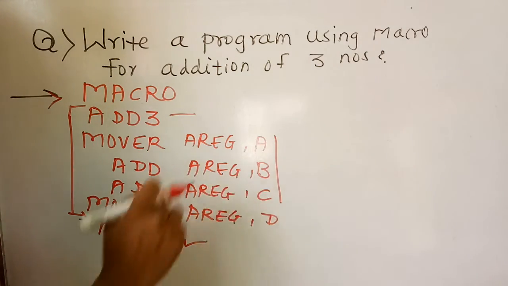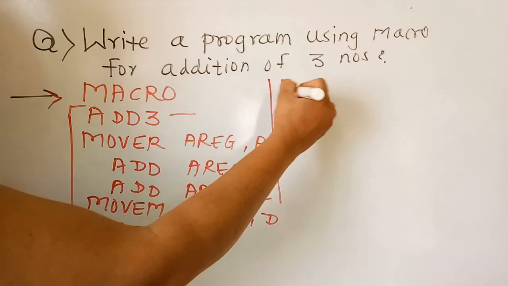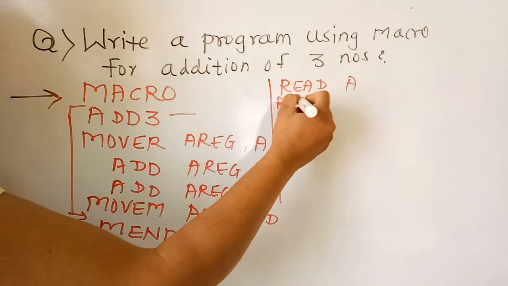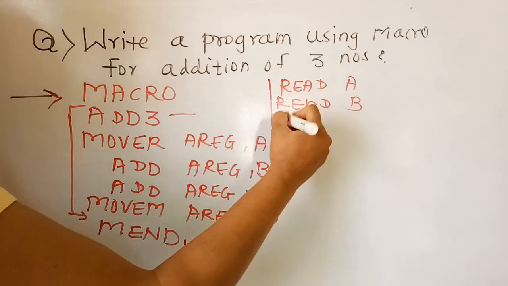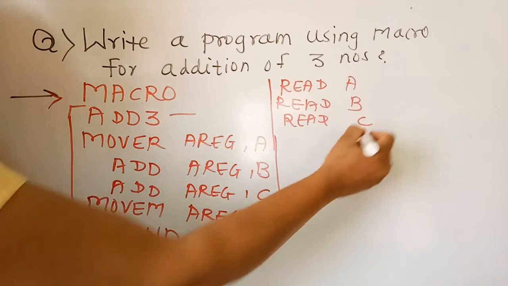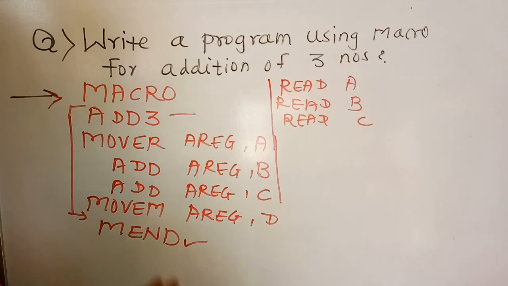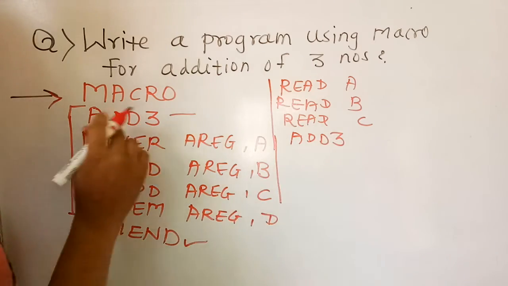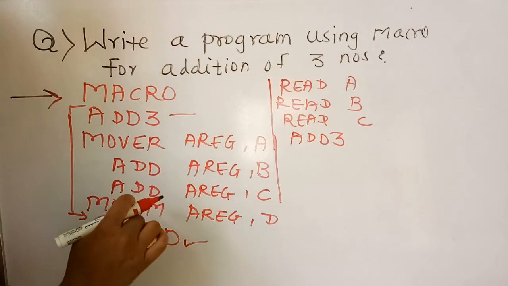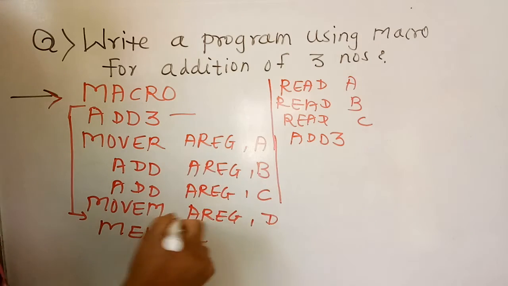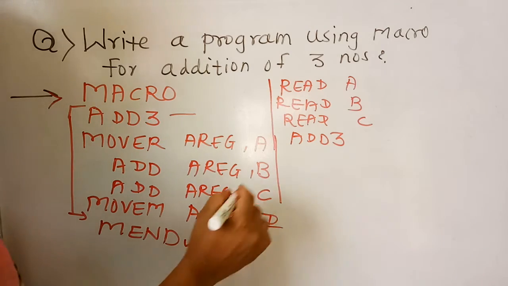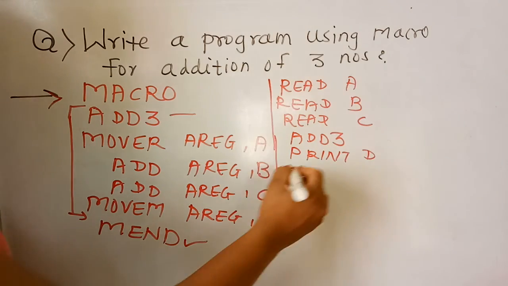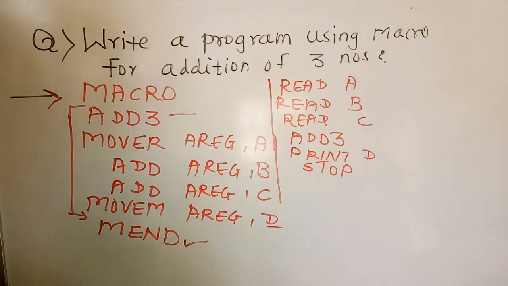Now what is the next procedure? We have to accept the values of these. So what we will do? We will accept them through the read function. Means we have to perform three reads, that is read A, read B and read C. Then after it we are calling add 3. It is a call of the macro name, and after that the value is calculated and stored into D, and simply we will print it, that is print D, and we will stop the procedure.